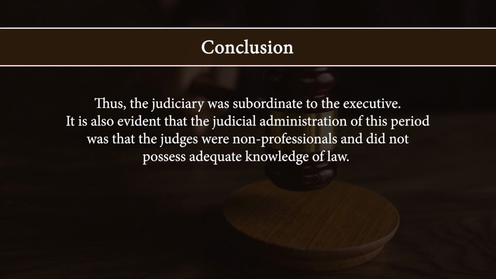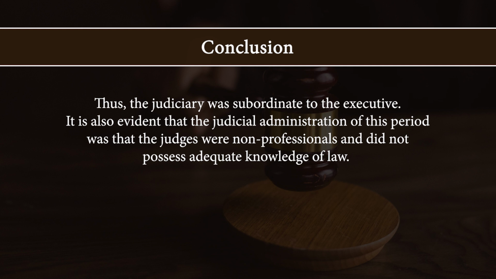My dear learners, on the basis of the foregoing discussion, it may be concluded that before 1726, administration of justice in Calcutta, like Bombay and Madras, was essentially executive oriented. There was no separation between the executive and the judiciary. The executive even enjoyed overriding powers to appoint or remove the judges. Thus, the judiciary was subordinate to the executive.